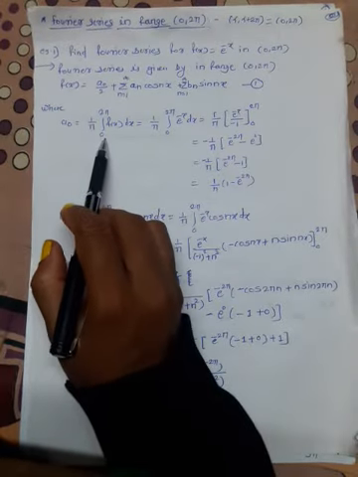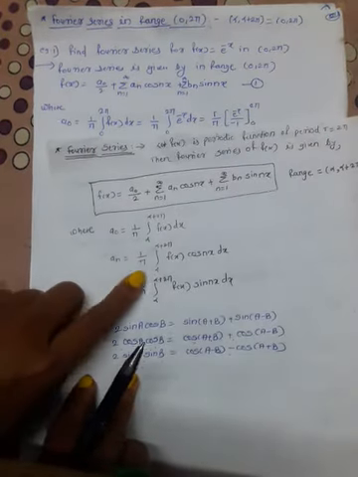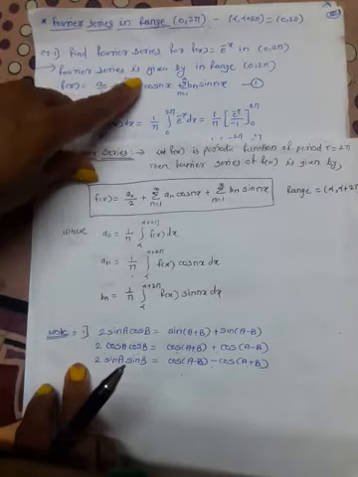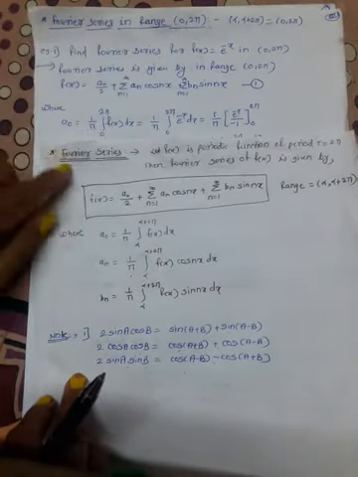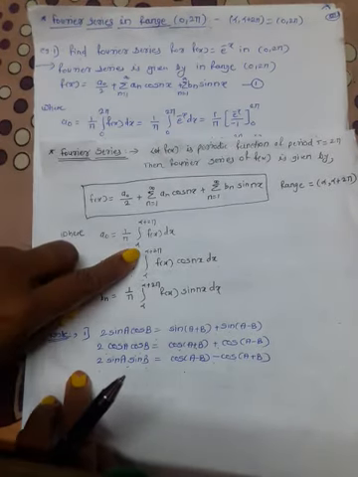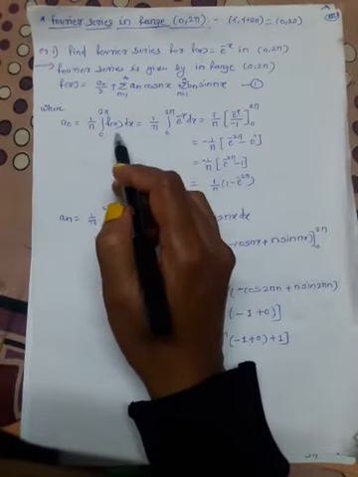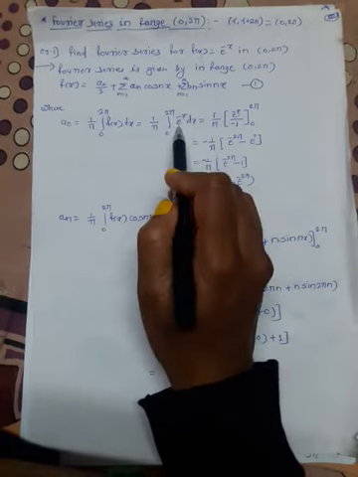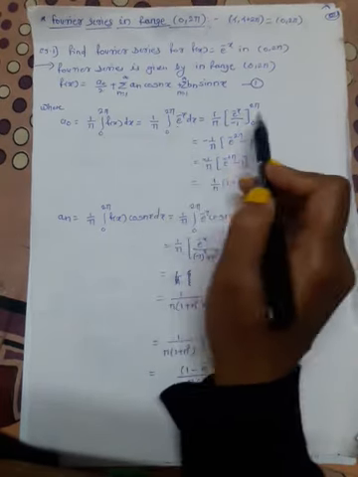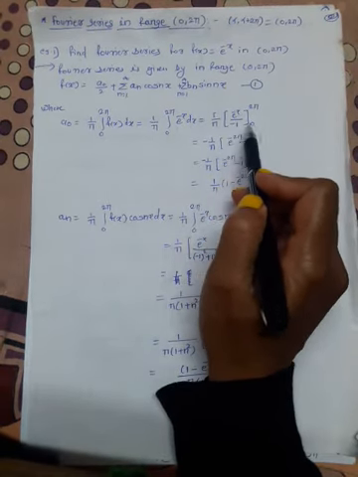a0 is 1 upon pi, integration where the range alpha to alpha plus 2 pi is replaced by 0 to 2 pi, since alpha is 0 here. f(x) dx. Now put the value of the function f(x), e raised to minus x dx, and we know the integration of e raised to minus x is e raised to minus x upon the derivative of minus x, which is minus 1, from 0 to 2 pi.